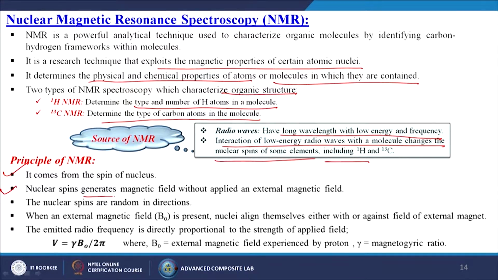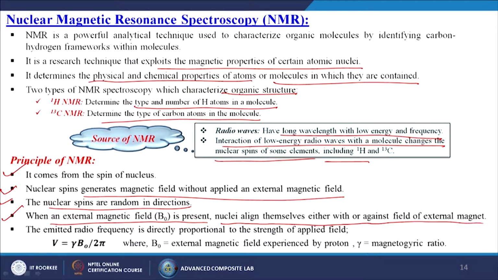Nuclear spins generate a magnetic field. Without an applied external magnetic field, the nuclear spins are random in direction. When an external magnetic field B0 is present, nuclei align themselves either with or against the field of the external magnet. The emitted radio frequency is directly proportional to the strength of the applied field, that is nu equals gamma B0 by 2 pi, where B0 is the external magnetic field experienced by the proton, and gamma is the magnetogyric ratio.